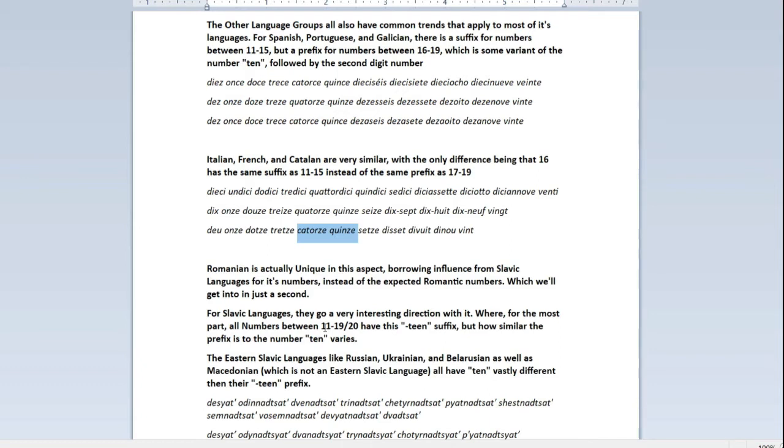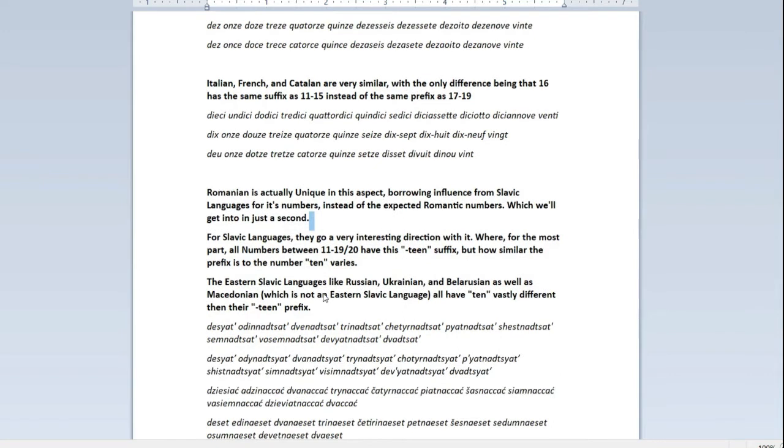One exception being Romanian. But Romanian is actually unique in this aspect. It borrows influence from the Slavic languages for its numbers. So instead of the Romance 11 to 15 or 11 to 16, it has a whole completely different attribute, which we're going to get to in just a second.